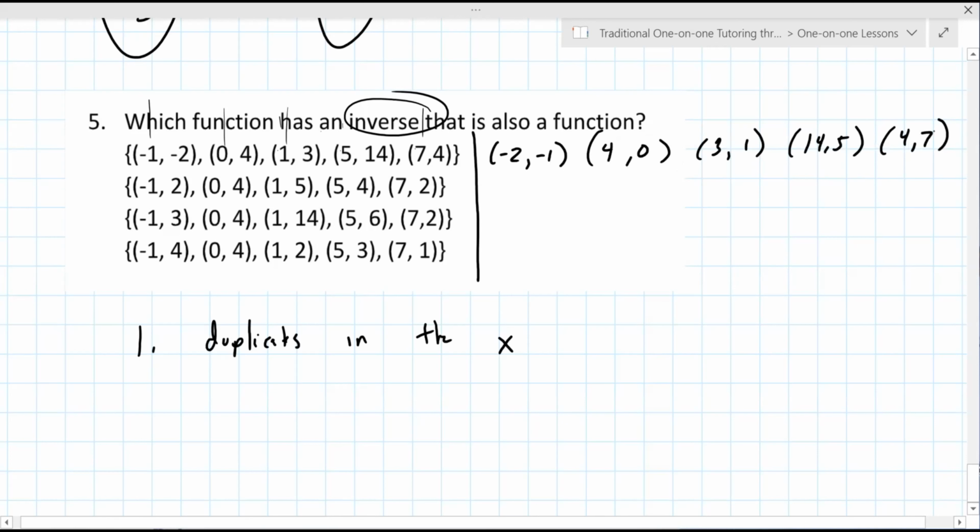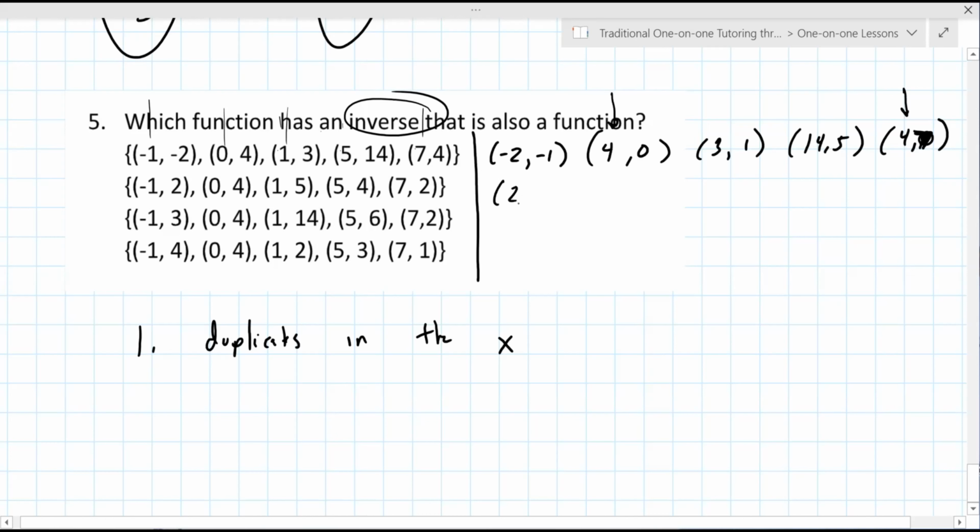Okay, so now, does this have any duplicates in the X? Yes. And see, one goes to 0 and one goes to 7. So the analogy is like you input 4, or you ask for 4, and you don't know whether you're paying 0 or you're paying 7, and that's no good. Now, if this other point were 0, that would be okay, because then they both go to the same thing, but it doesn't. It goes to 7.